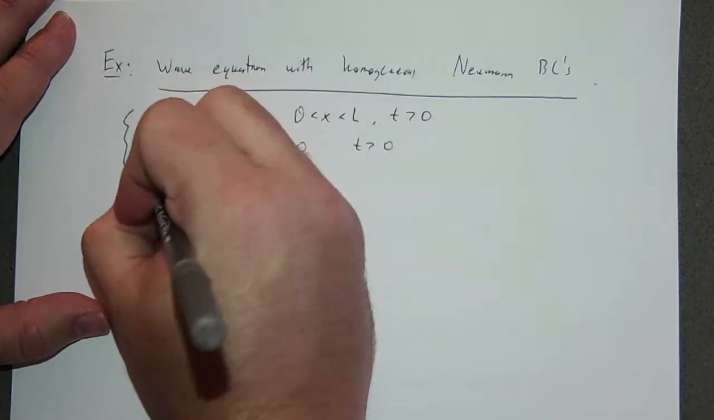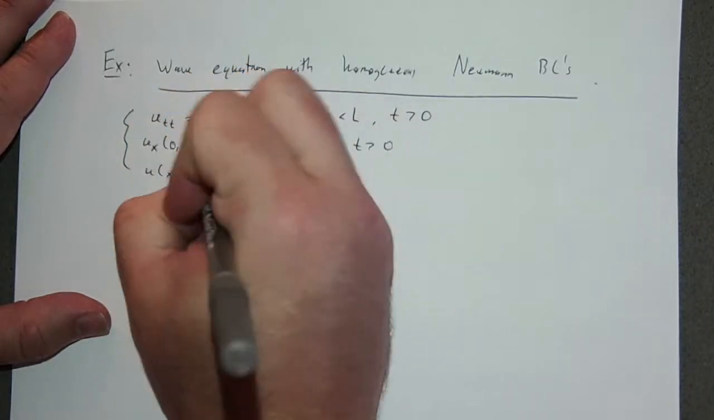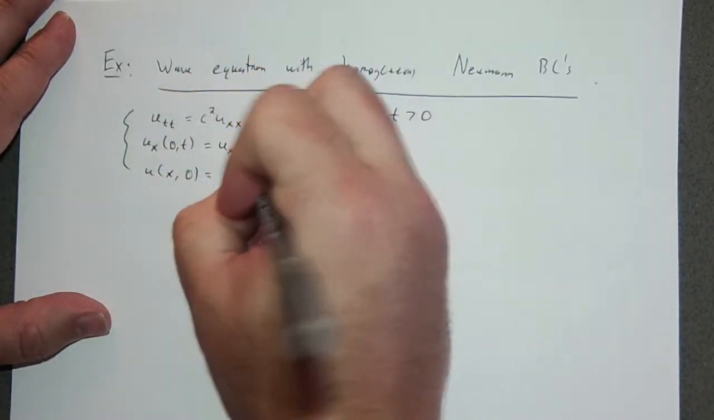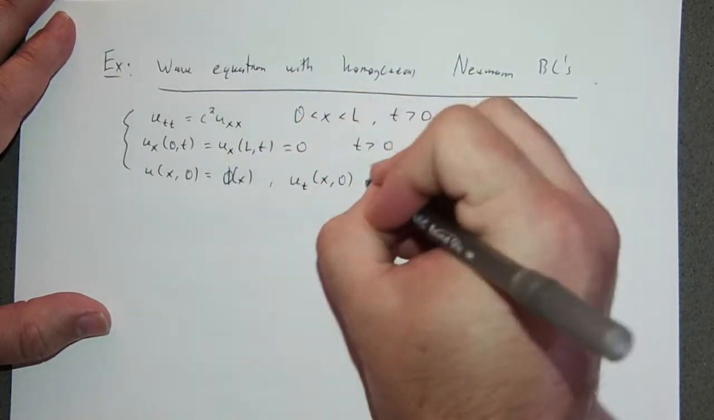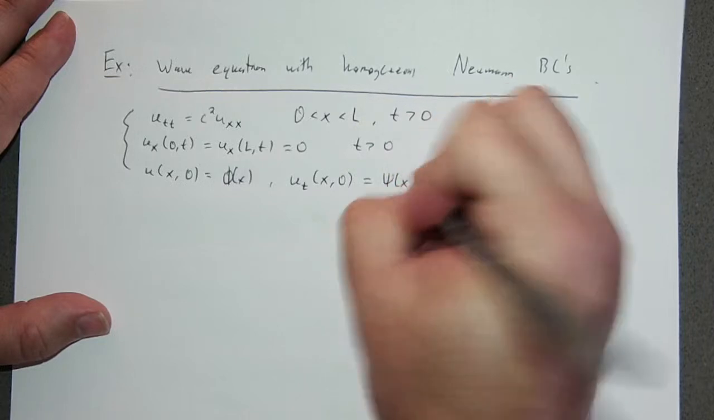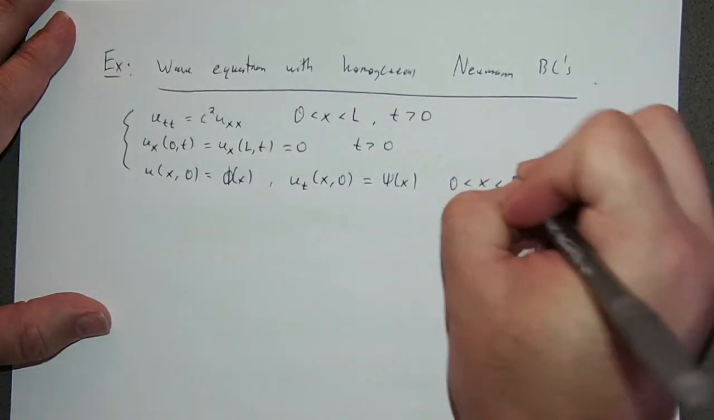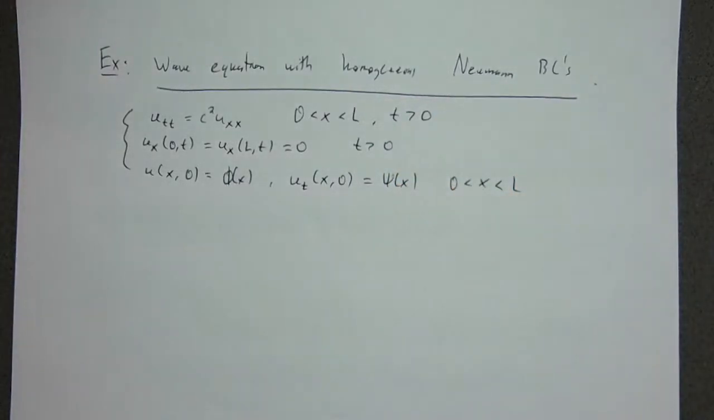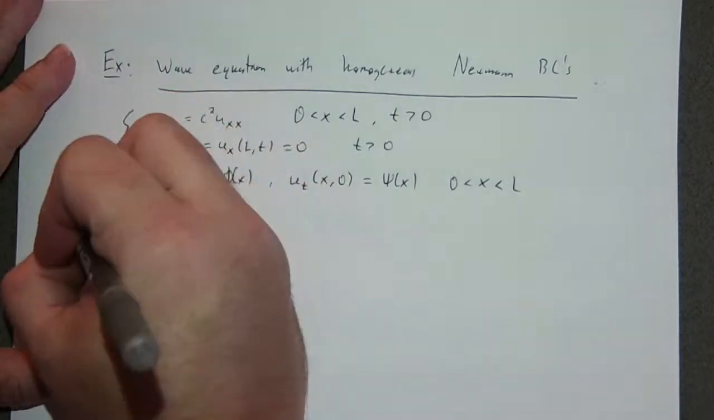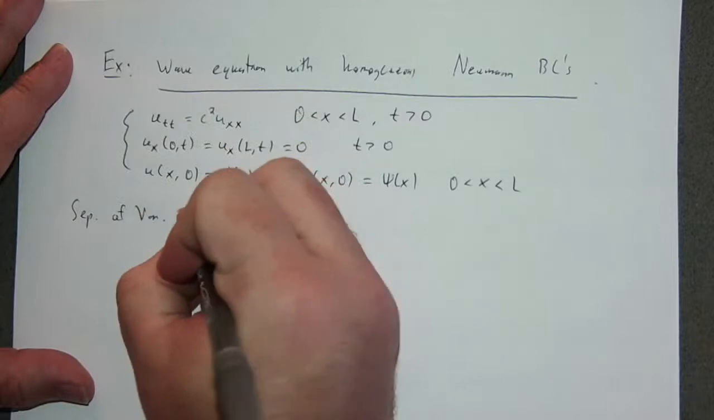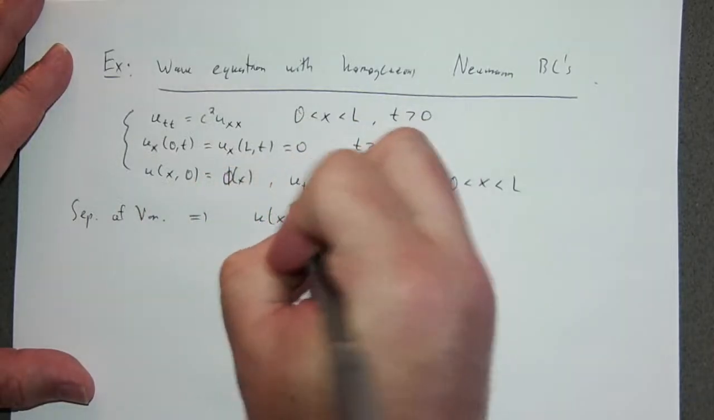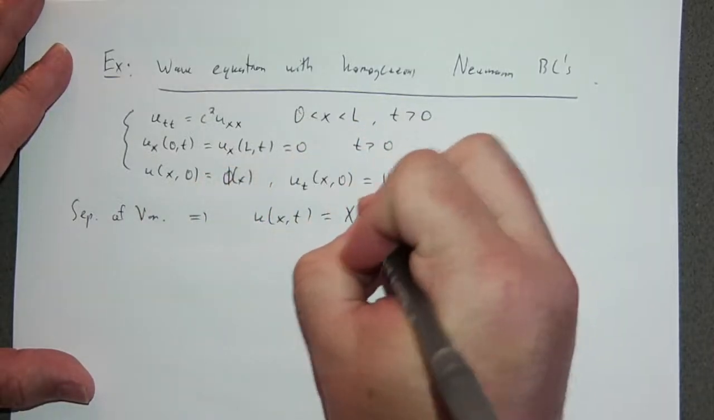And then I, again, have completely general initial displacement phi and initial velocity psi, and x, again, is between 0 and L. Okay. So I want to do exactly what I did before, right? So separation of variables. I seek a solution that is separated.